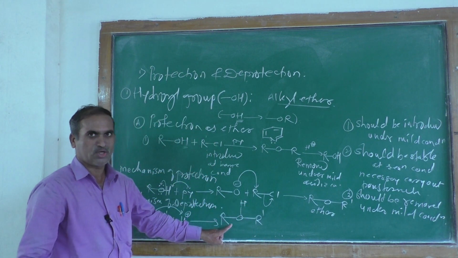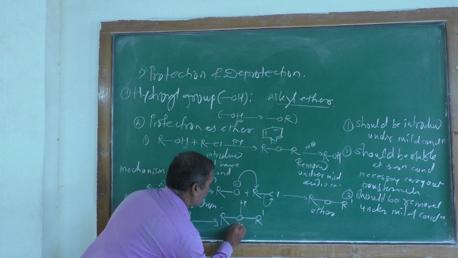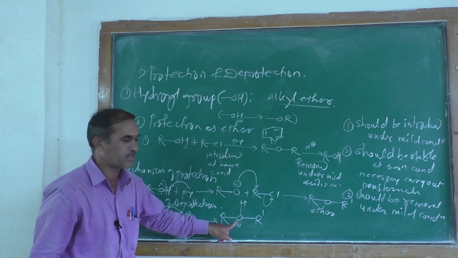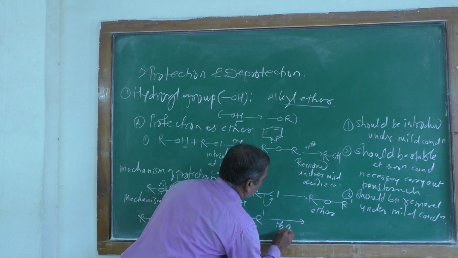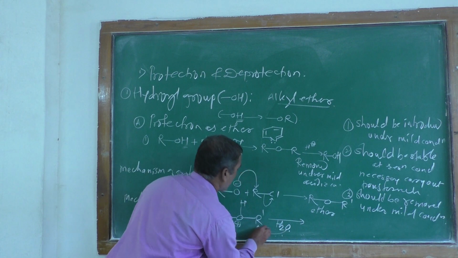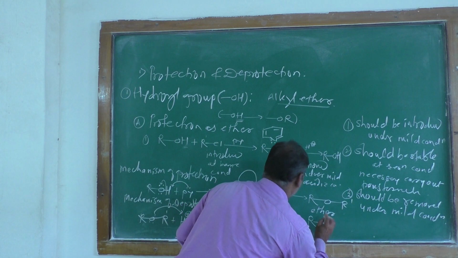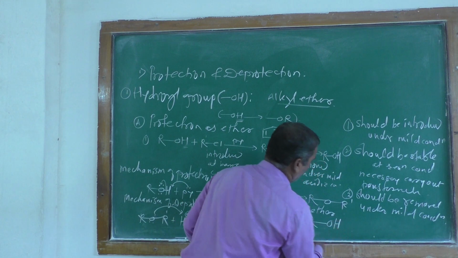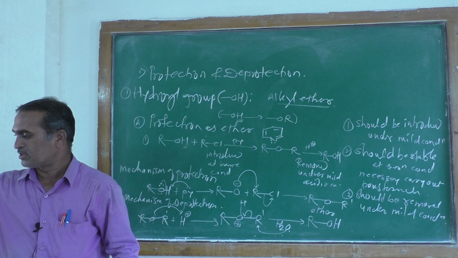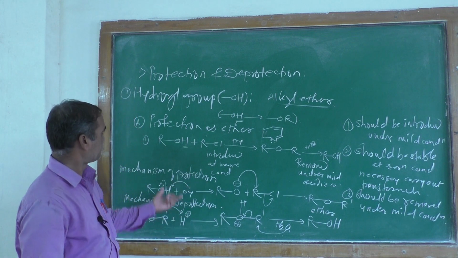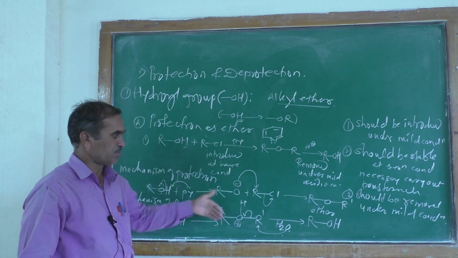The oxygen normally has 2 bonds. Look here, there are 3 bonds, and therefore a positive charge comes on that oxygen atom. Then during the workup, a water molecule is going to attack on that R group, and that positive charge gets neutralized. The resulting product is an OH, an alcohol, and so this is the mechanism of deprotection of this protection as an ether. Just now we have seen.